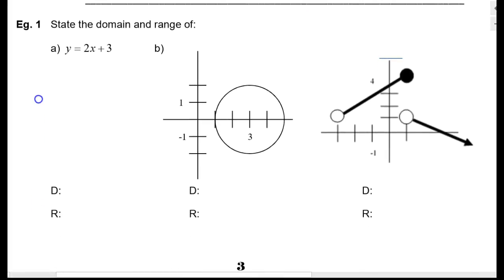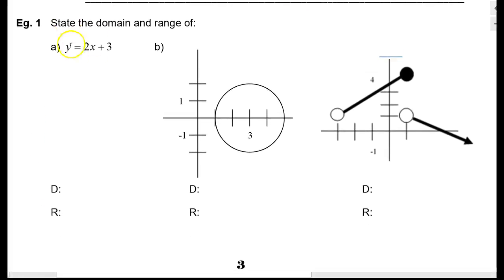So let's do a little practice. When we talk about this equation, what does it look like? If we don't recognize it, it's one of those key things we want to remember from grade 10. Y equals mx plus b is a linear relation, which means it's a line.